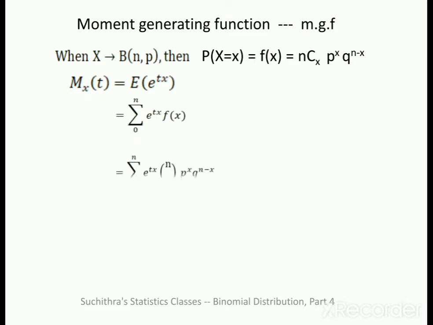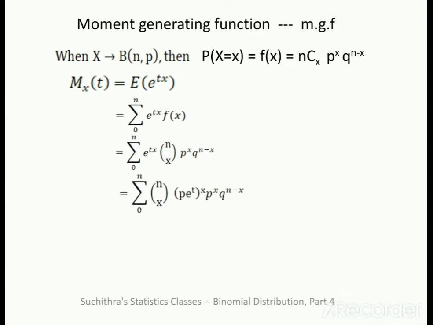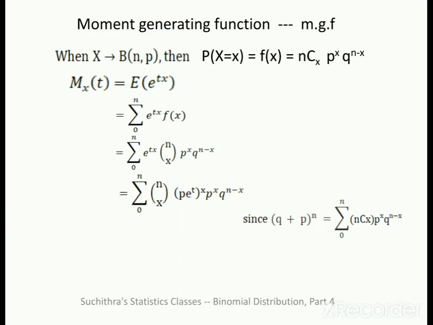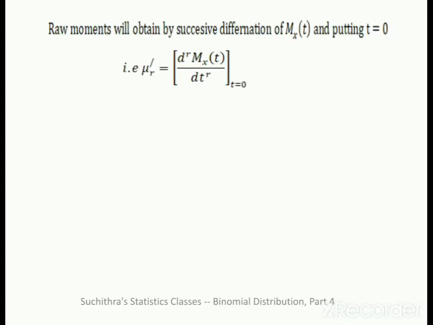Then expanding like this, combining e^(tx) and p^x, we will get (p e^t)^x. Therefore, this can be rewritten as (q + p e^t)^n. Therefore, the moment generating function for binomial distribution M_X(t) is equal to (q + p e^t)^n. Raw moments will be obtained by successive differentiation of M_X(t) and putting t equal to 0.